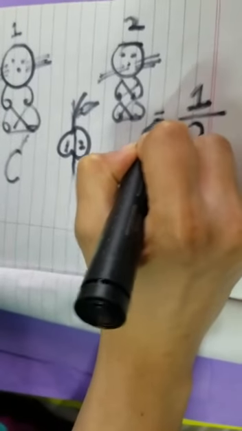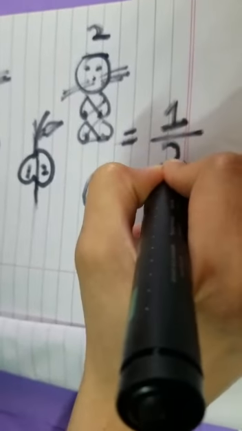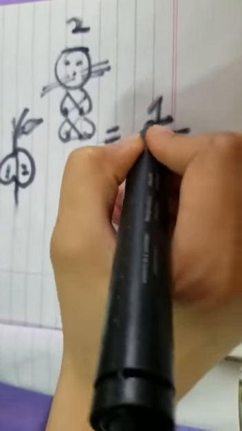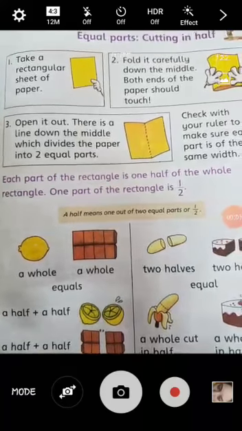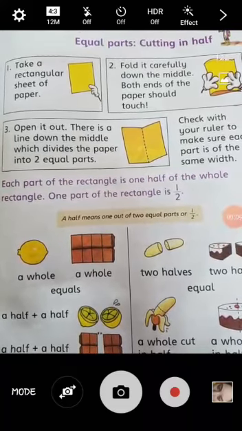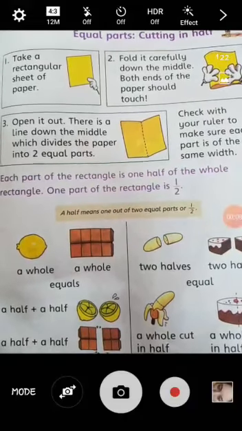So what will it become? Half. How are we going to write half? We will write half this way: 1 upon 2. Before moving to our exercise from our book, our classwork, watch this video.